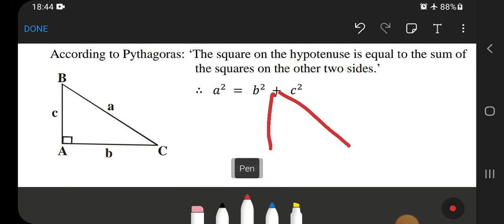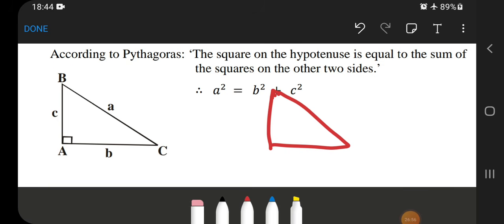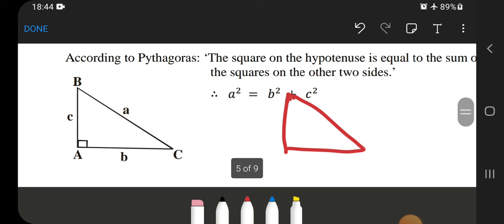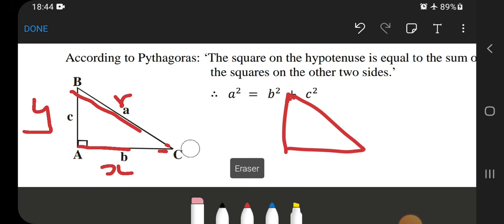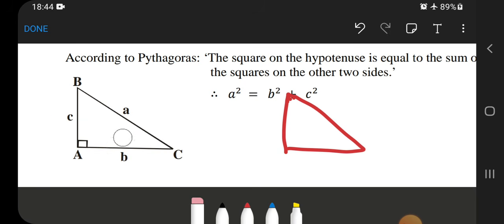When you have a right angle, you're always able to exercise Pythagoras. Only in a right angle triangle. You cannot make use of Pythagoras anywhere else except in a right angle triangle. Okay, so this is the longest side, always the hypotenuse, sometimes called the R. This B can also be called the X, and this C can be the Y side. Okay, so always know that. Because let's say this is R, this is Y, and this is X.